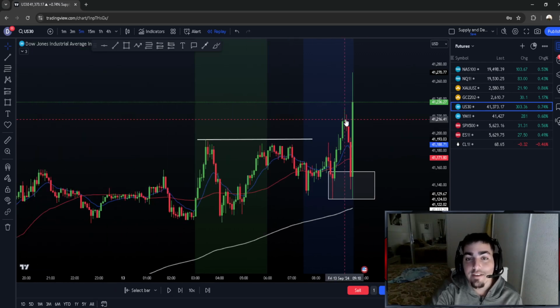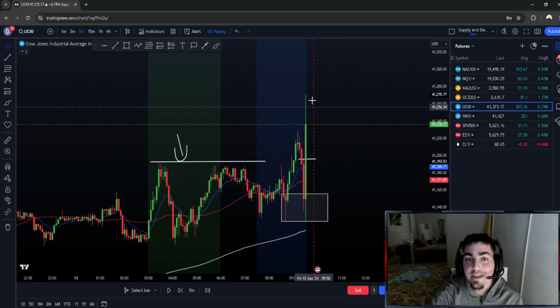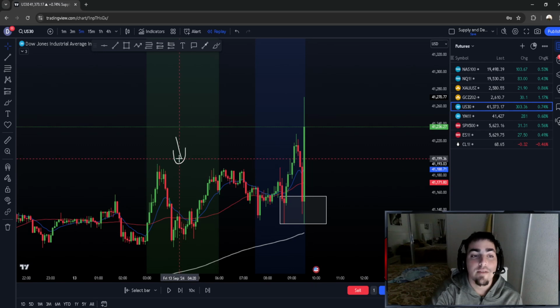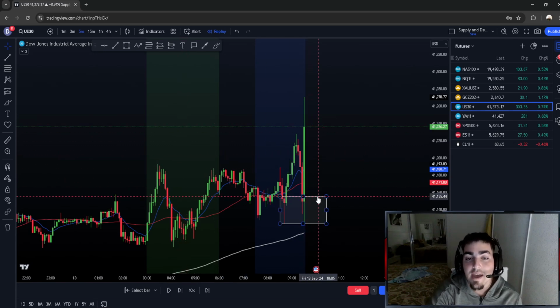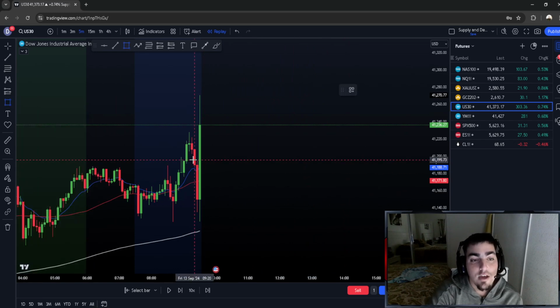So over here, this was a beautiful setup. As you guys can see, break of structure, came back, break of the candle, and it won. But whenever it won on that demand, it created a new demand setup, and this is the one that I was liking on US 30.